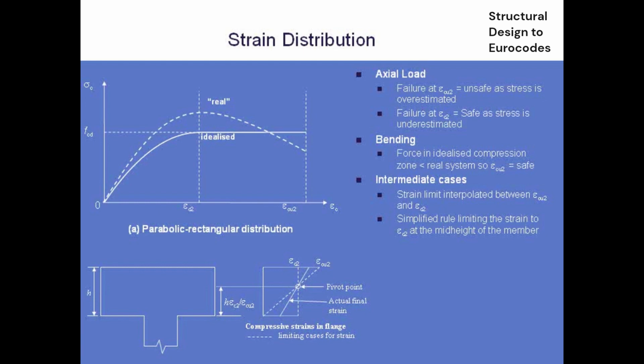If your section is in pure axial force, there's no bending at all, it's just simply vertical force, then at the actual final crushing strength, if you were to get to epsilon cu2, you find you're overestimating the force, because everything is actually down here on the dashed line and not on the solid line. So if you were able to strain it to that level, then potentially it's unsafe. So this makes life difficult. We didn't worry about this previously in the good old-fashioned BS 5400.